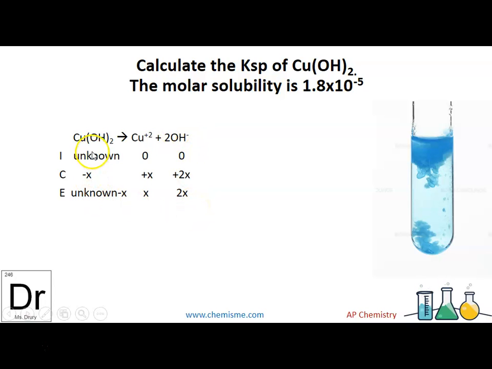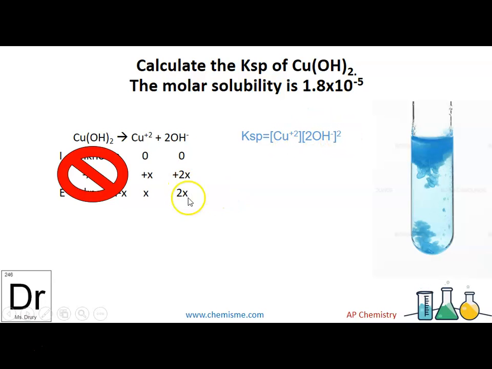The reason I wrote unknown, again, is that they didn't tell me what molarity I'm starting with. This is how much dissolves, so that's our x value. It's not our starting amount, and it doesn't actually matter how much I start with, because that is a solid. So we don't write it in our Ksp anyway. If we write our Ksp, it's just copper ions times hydroxide ions squared. Notice there's no copper hydroxide in the Ksp, so that's why that part of the ICE box didn't really matter. If you wrote your ICE box out, you would have x and then 2x, right?